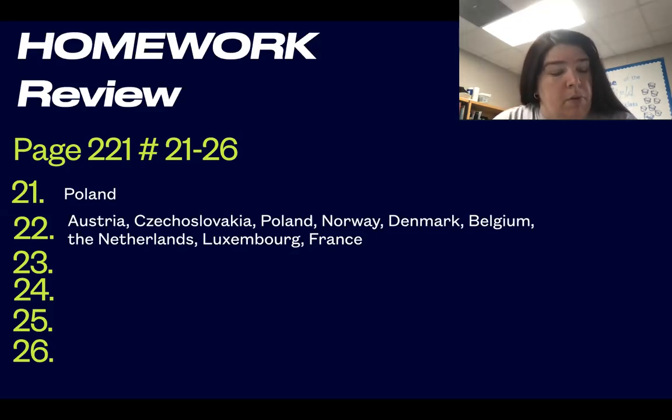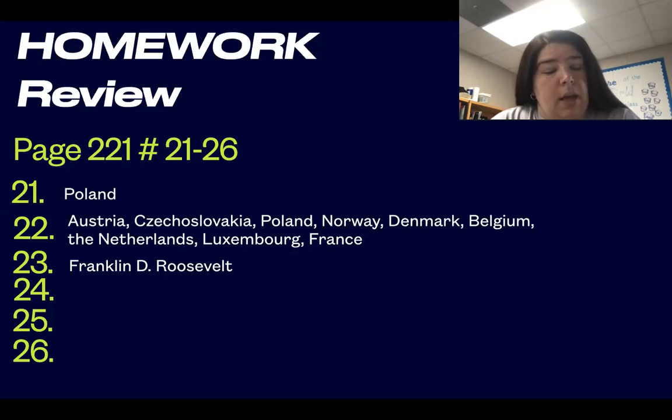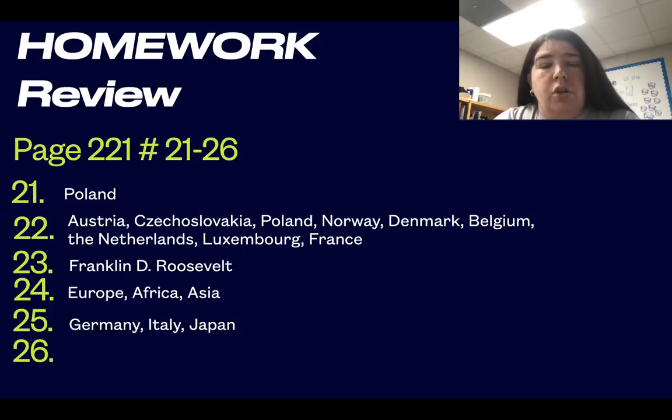Very good. Number 23. Who was the president of the U.S. during World War II? Awesome, Franklin D. Roosevelt. And three countries on which World War II was fought. Three continents. It was fought on three different continents: Europe, Africa, and Asia. Exactly. And three Axis powers. Remember those Axis powers? I'm going to review them later on today as well. We have Germany, Italy, and Japan. And then the Ally powers: Great Britain, Russia, United States.